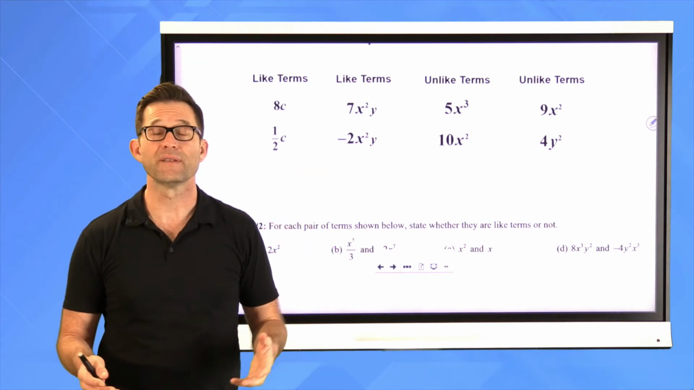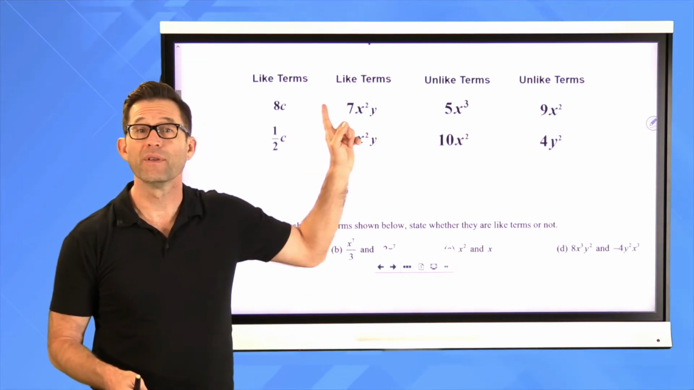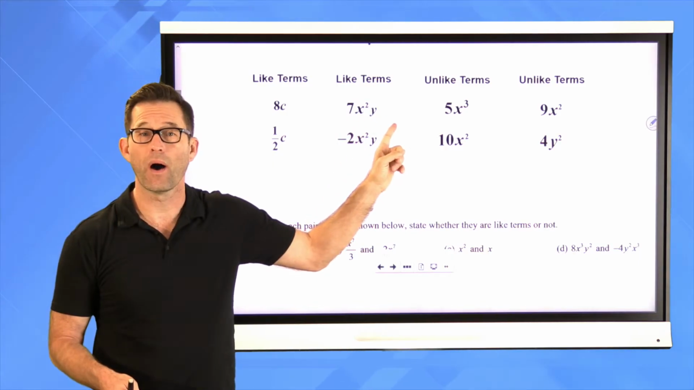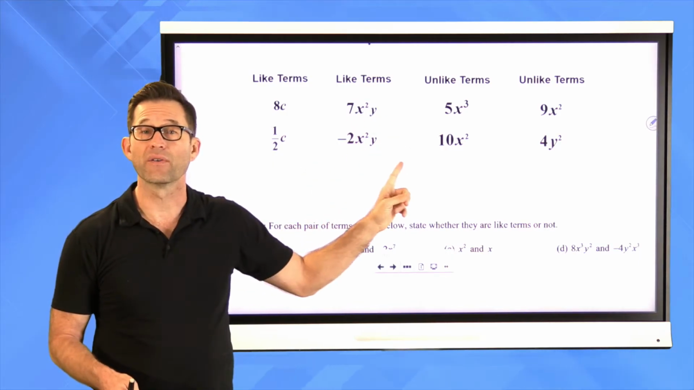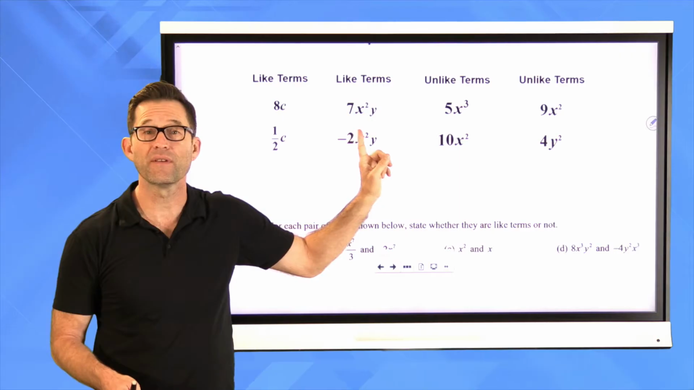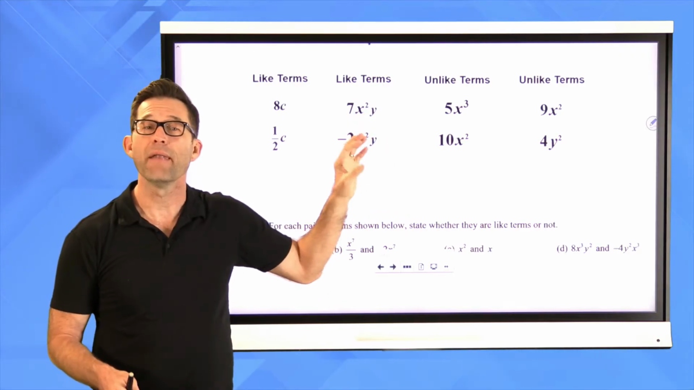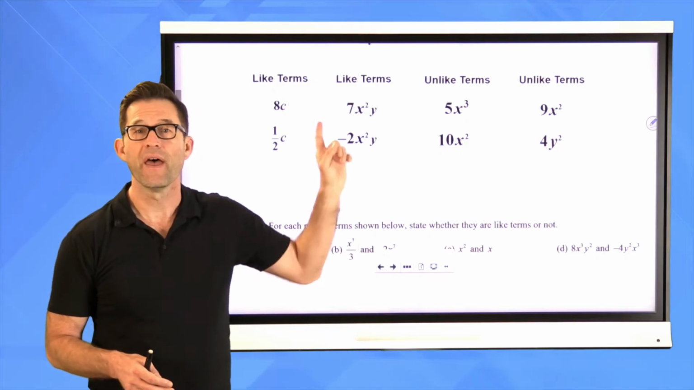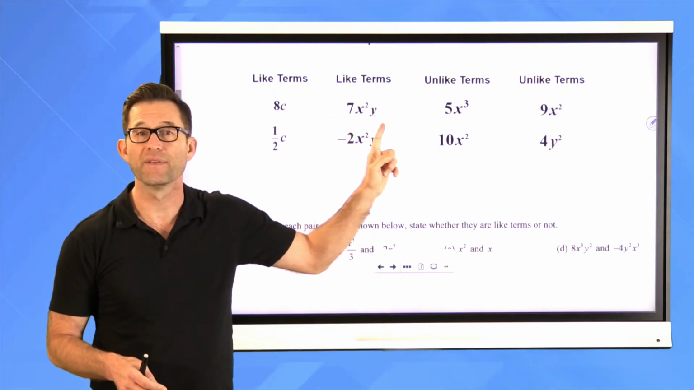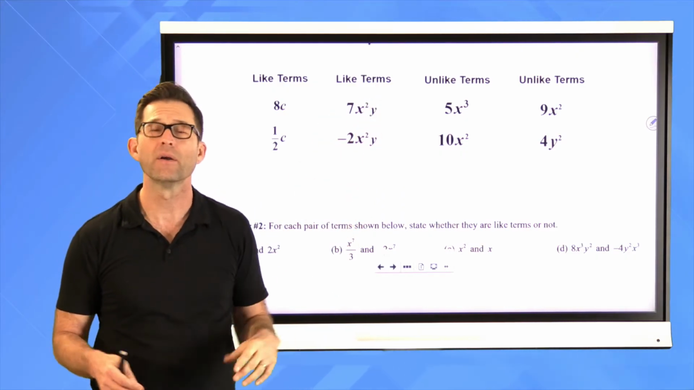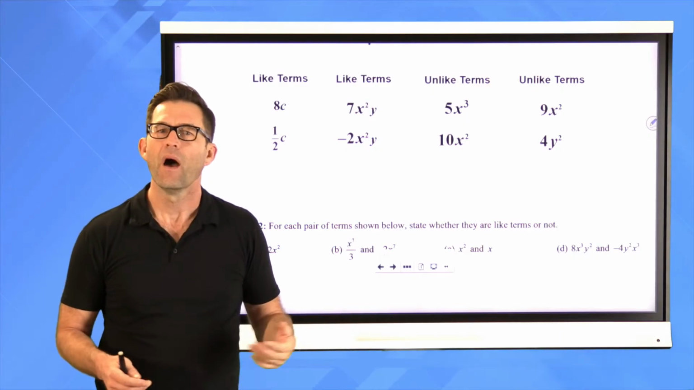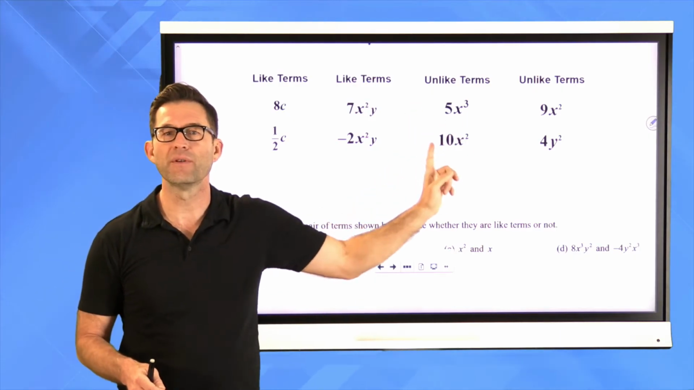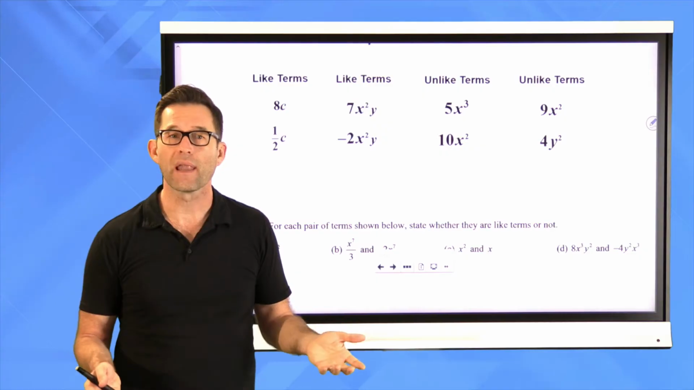Terms can certainly contain more than one variable. For instance, 7x squared times y and negative 2x squared times y are like terms. They both contain the variables x and y, and both of those variables are raised to the same powers in both terms. X is raised to the second power, in this case y is raised to the first power, which is why we don't write it. On the other hand, something like 5x cubed and 10x squared, those are unlike terms.